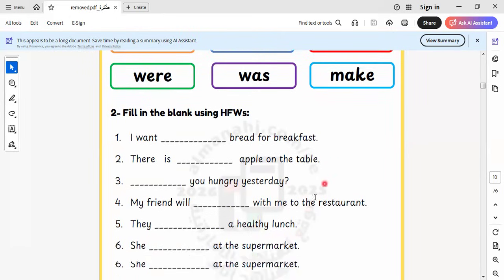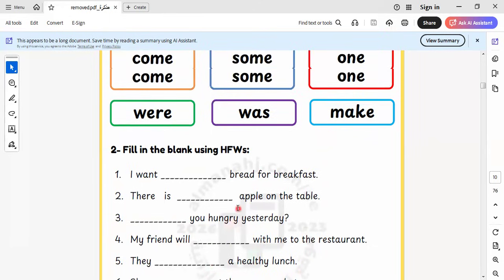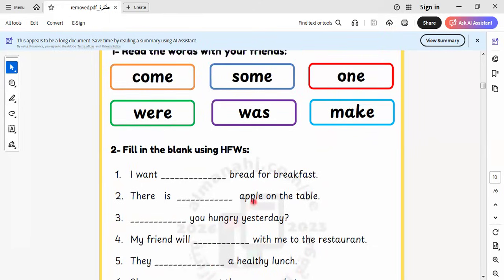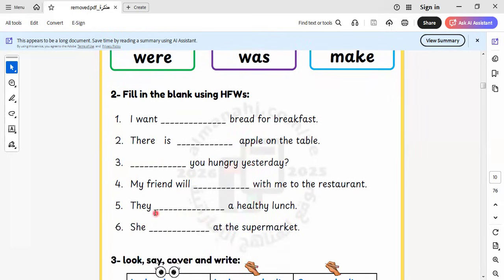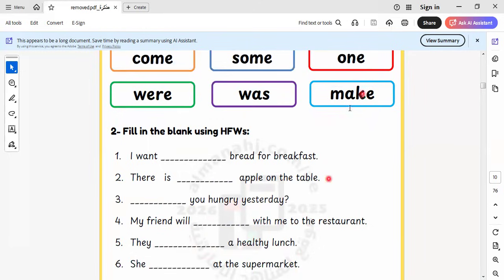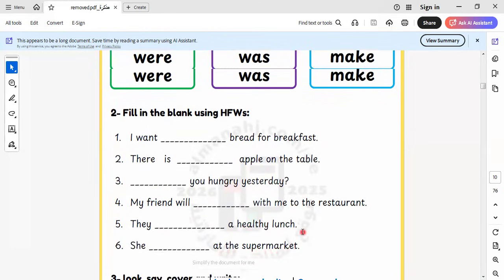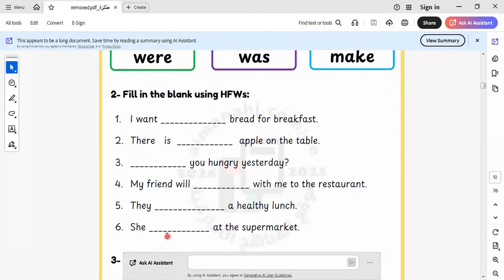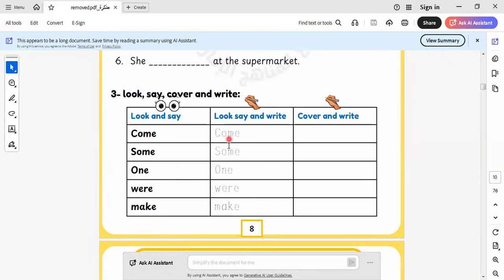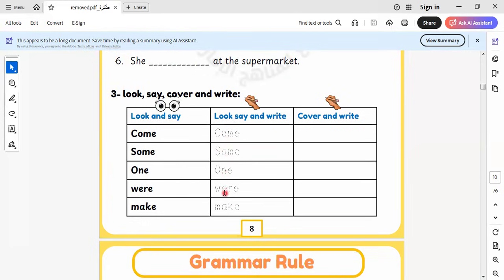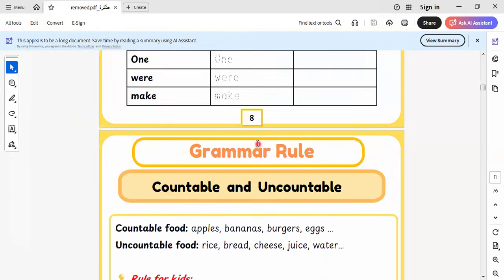They make a healthy lunch. She space at the supermarket. To be here, she was at the supermarket. Okay, here we have the words come, some, one, where, make. All these are the words that I would like you to know.